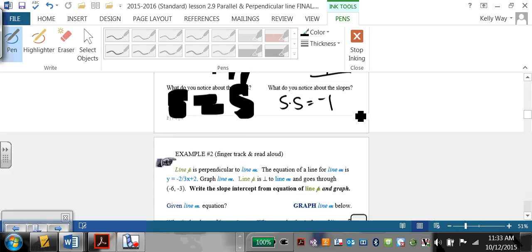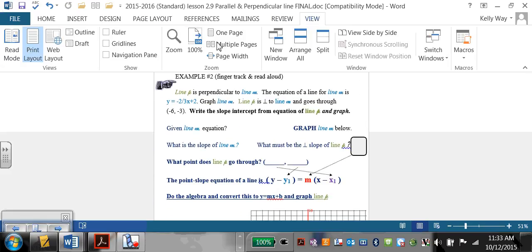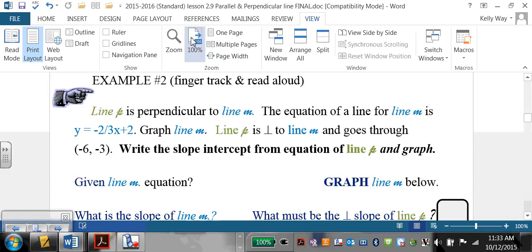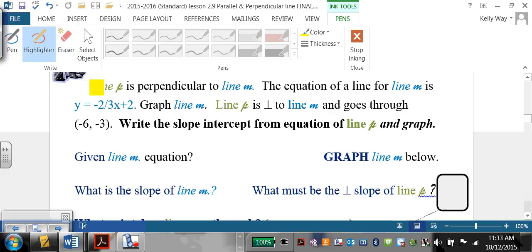It's too easy. Let me give you a classic SAT question. That was way too easy. That's just warm-up. This is more likely something you'll see. Ready? I'd like you to finger track and read this out loud from there to there. Go.